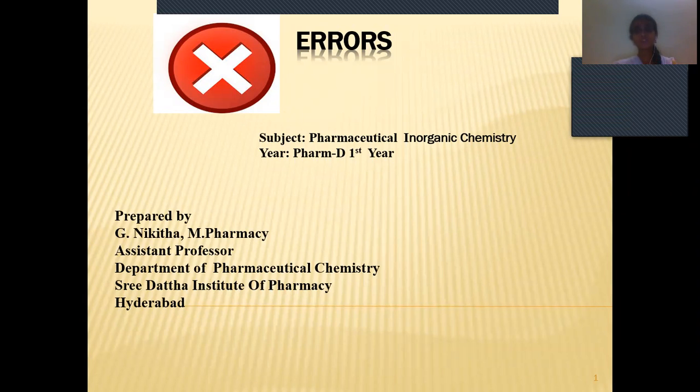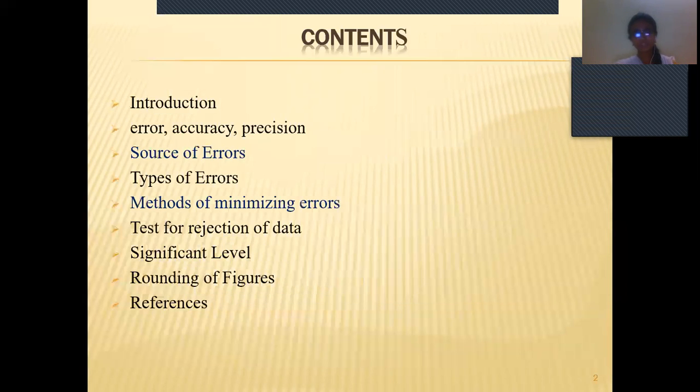Today we are going to discuss the topic named errors. It is the first topic in pharmaceutical inorganic chemistry. In this we will discuss introduction, errors, accuracy, precision, sources of errors, types of errors, methods of minimizing errors, tests for rejection of data, significant level, rounding of figures, and the reference books we have to follow for this topic.